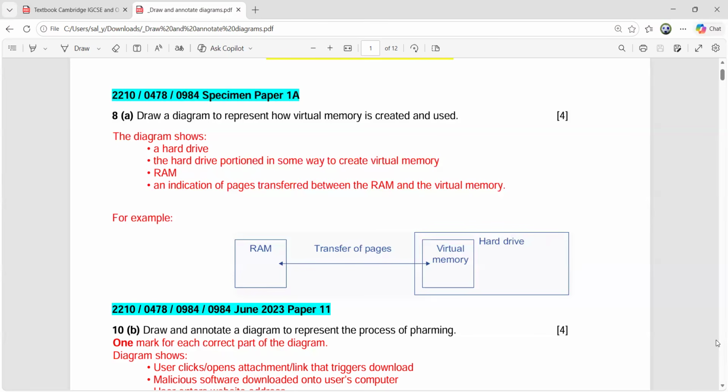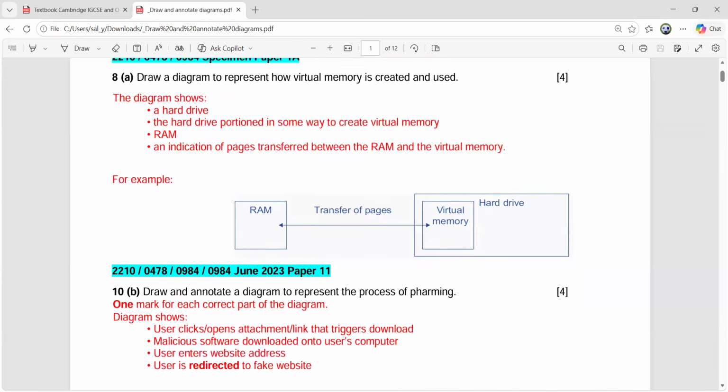Any questions? Okay. If there is no question, it means that it is well understood. Virtual memory, you remember, is created in the empty space of the hard drive. That's why it's shown here. And then a 2-headed arrow indicating that the data is transferred from RAM to virtual memory and vice versa. So this will definitely give you 4 out of 4. Just a simple diagram and nothing else.